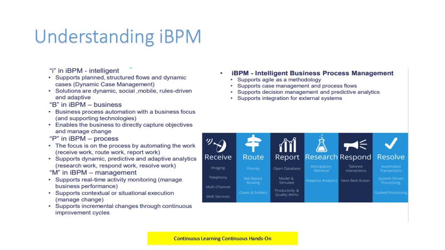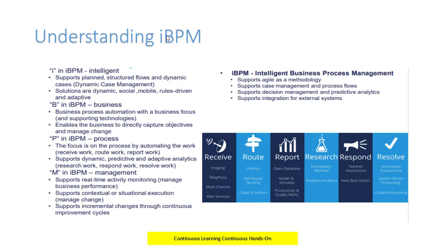So here we have IBPM. IBPM is basically intelligent business process management. Here intelligence is added to our process, where we follow agile methodology, case management, decision management, and integrated management. All this decisioning we will be taking while developing the business of one organization.